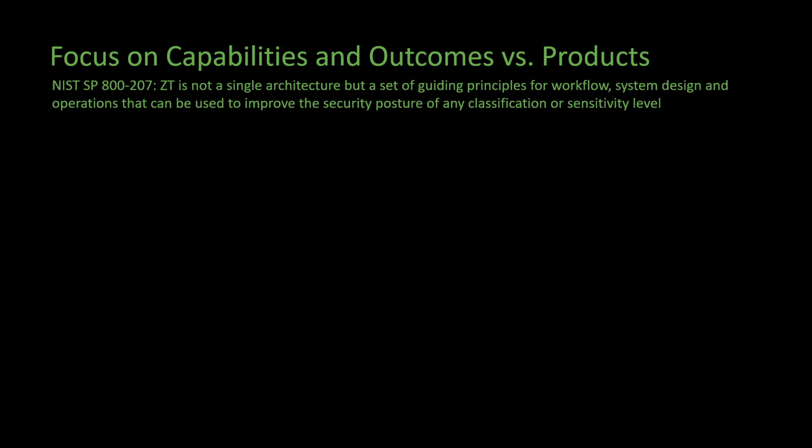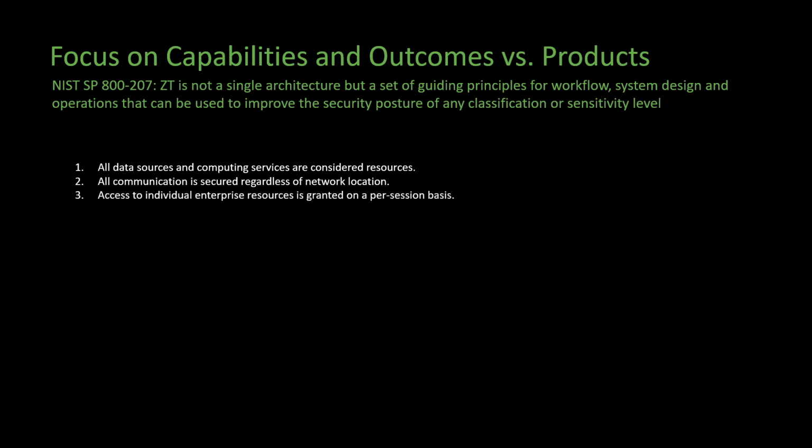NIST 800-207 specifies specifically that it's not a single architecture, nor is it a product, but a set of guiding principles for workflow, system design, and operations that can be used to improve the security posture of any classification or sensitivity level. And so it outlines exactly what is required to drive towards zero trust. So all data sources and computing services are now considered resources. Okay. You got all communication is secure regardless of network location. Understood. Access to individual enterprise resources is granted on a per session basis. Okay, that's something different that we may not do holistically within an environment.